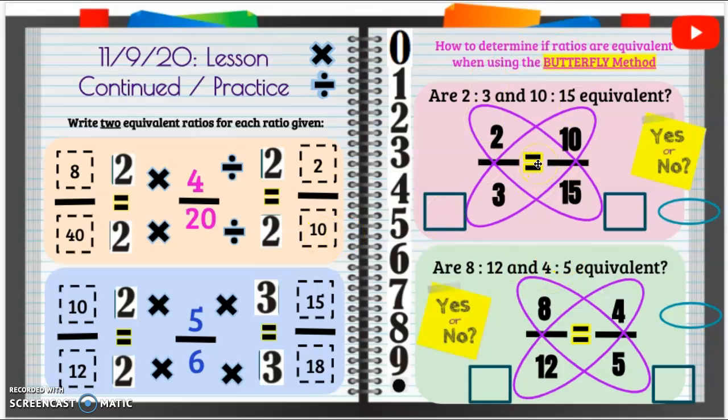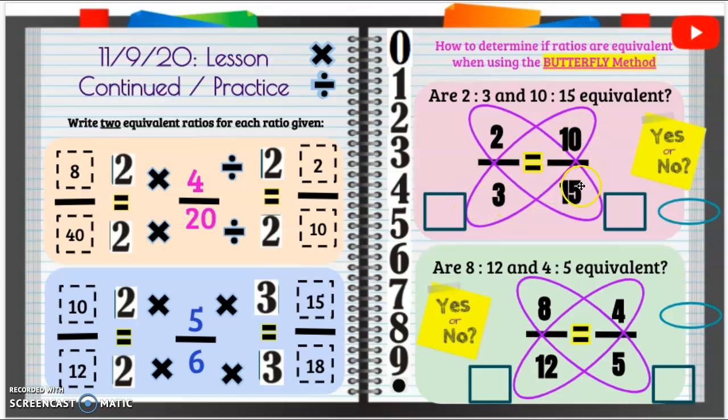This is something a little bit newer. It says how to determine if ratios are equivalent or equal when using the butterfly method. So the butterfly method is looking at two ratios and seeing if they really are equivalent. Say we don't have a calculator and we can't do 2 divided by 3 and then 10 divided by 15 to see if they're the same number. So what we can do is something called the butterfly method. It's called the butterfly method because it's cross multiplying, and it looks like a butterfly.